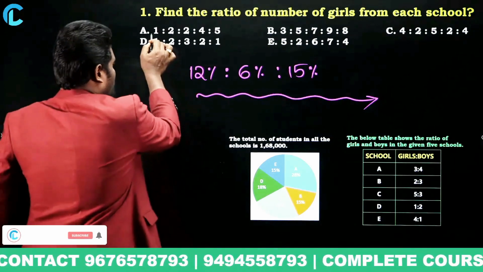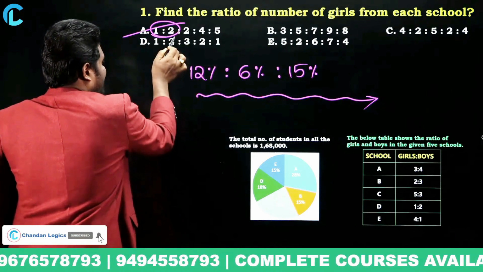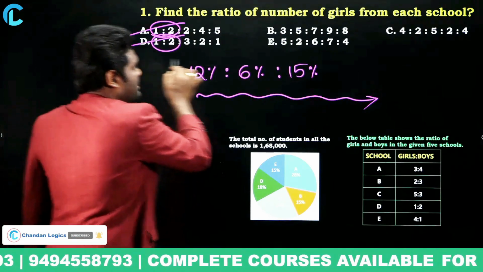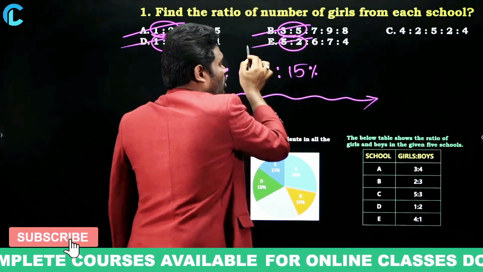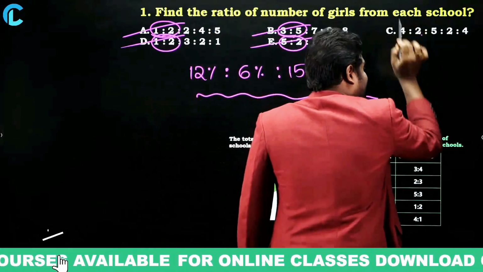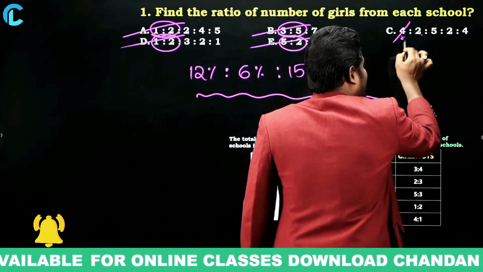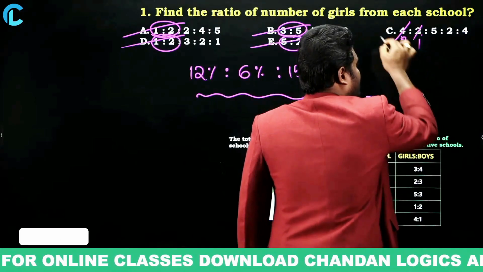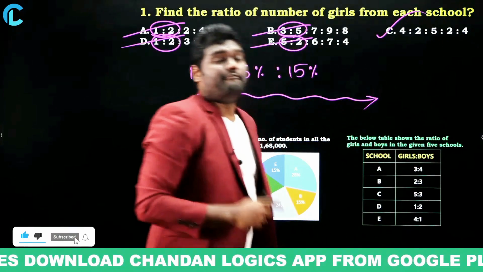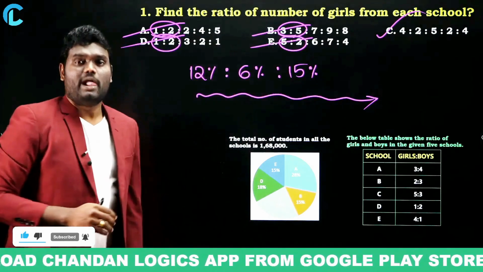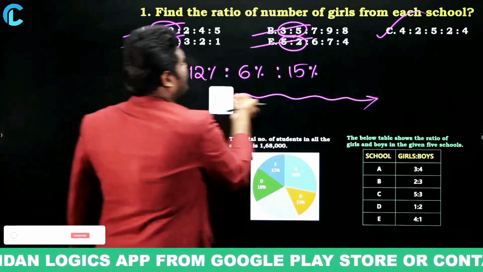Look here, this is 2:1. Is this 2:1? No, wrong answer. Is this 2:1? No, wrong answer. Is this 2:1? No, wrong answer. Is this 2:1? Yes, this is 2:1. 2 cancels here 2 times, 2 cancels here 1 time. So this is going to be the answer. Without calculating, I can directly say the answer. If you want, you can calculate, and even if you calculate, you'll get the same answer.